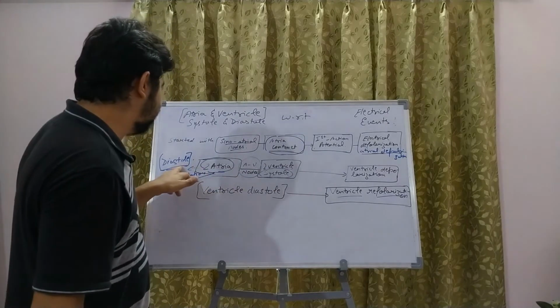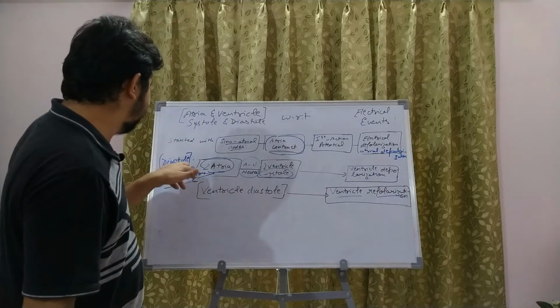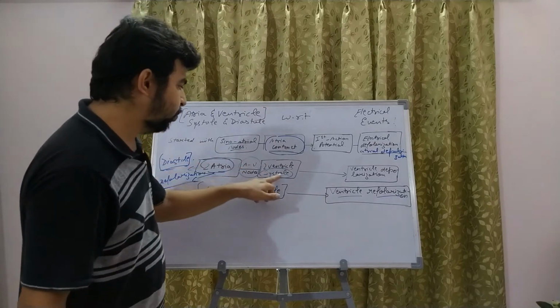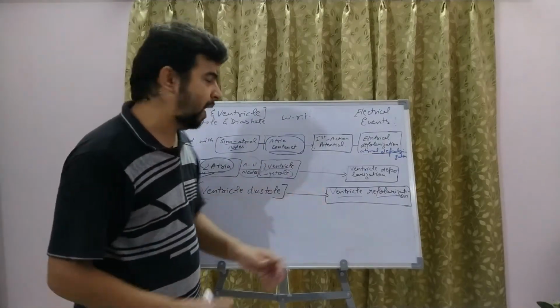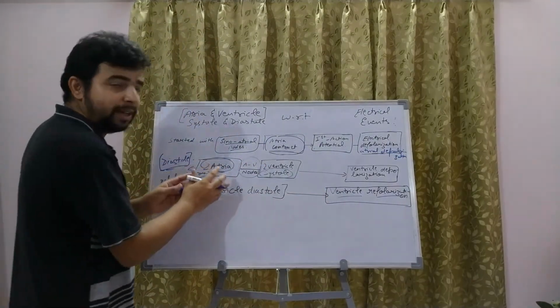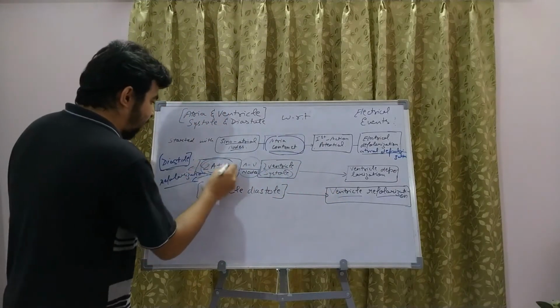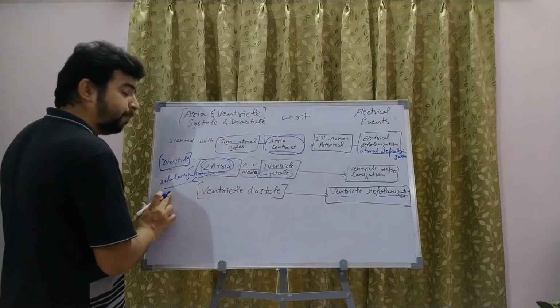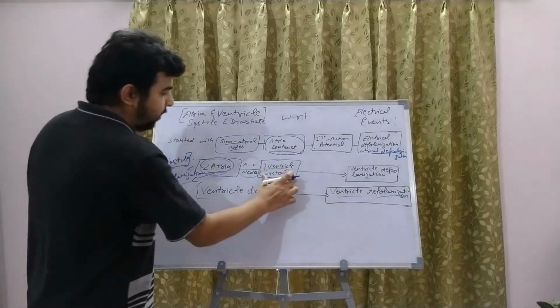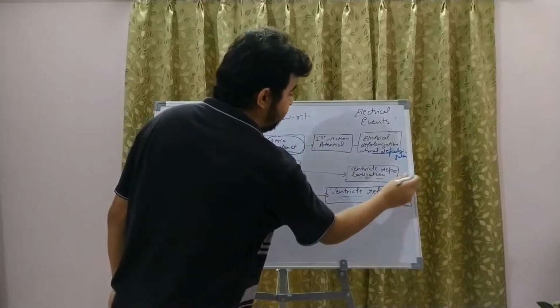So in the time period between atrial diastole and ventricular systole, that means atrial relaxation and ventricular contraction, the atria are undergoing repolarization and the ventricles are undergoing depolarization.